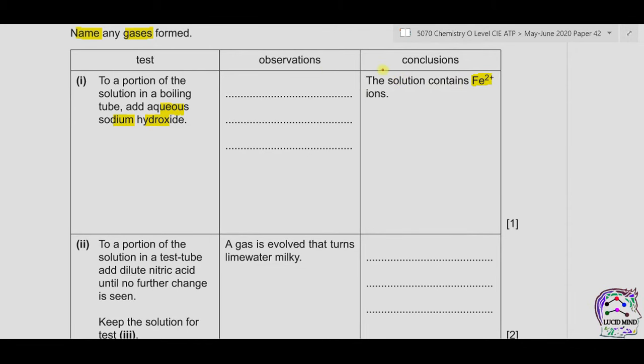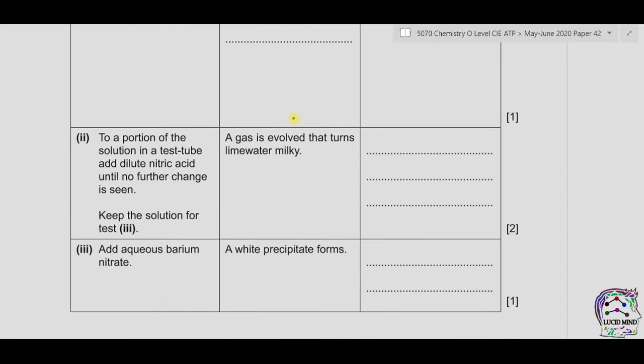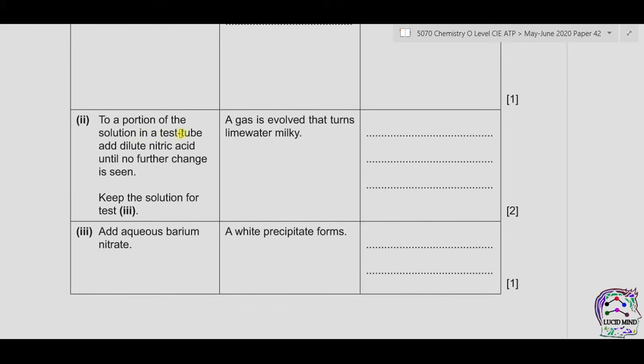Now we have to write the observations. We know that iron plus 2 is green in color, so therefore a green precipitate of iron plus 2 is seen. So in observation we can write green precipitate. Test 2, to a portion of solution in a test tube, add dilute nitric acid until no further change is seen. Keep the solution for test 3. The observation is that a gas is evolved that turns lime water milky.